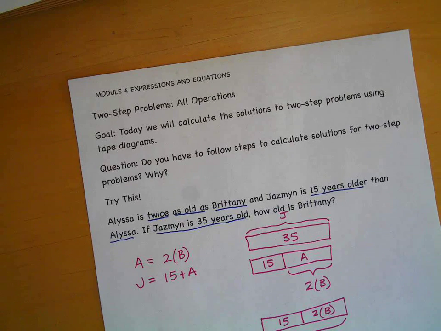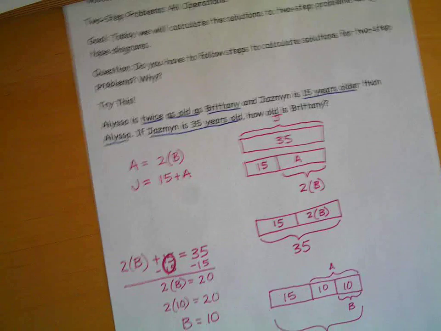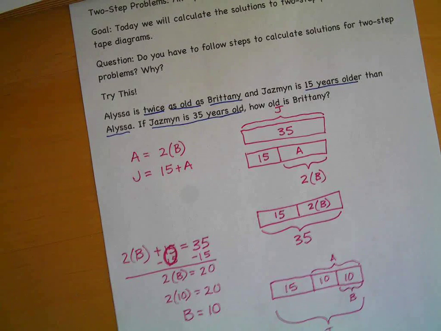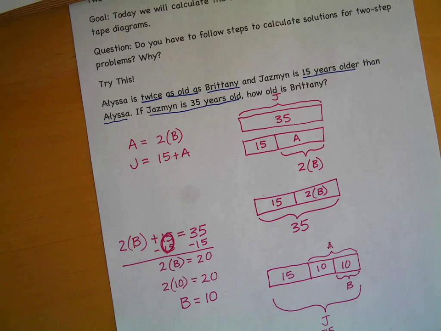So going back to our goal for today, we will calculate solutions to two-step problems using tape diagrams, which is what we did. Do you have to follow steps to calculate the solution for two-step problems? And if so, why? I would say you definitely have to follow steps because what you're trying to do is get to the variable. And in order to get to the variable, you have to get it by itself so that you can identify what it equals. So yes is the answer. You do have to follow steps. And the steps that you have to follow just need to logically undo all of it until you can get down to the smallest piece or the variable that you're seeking.